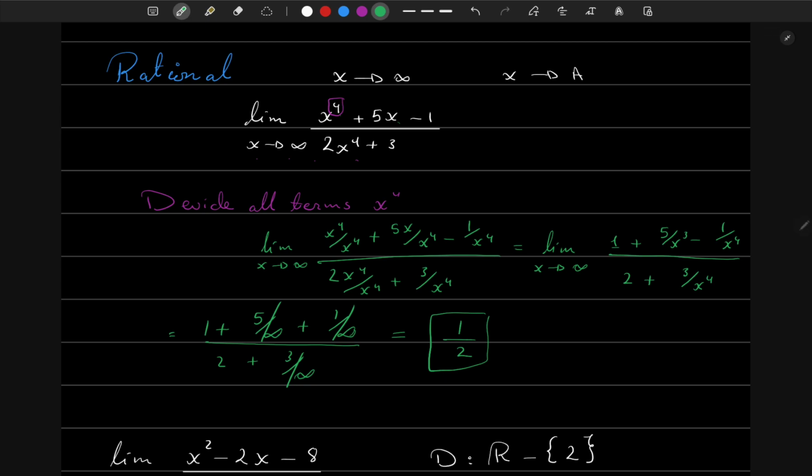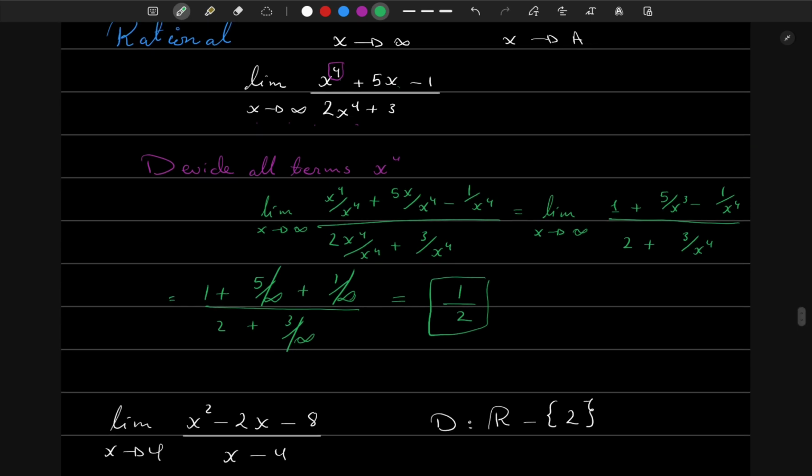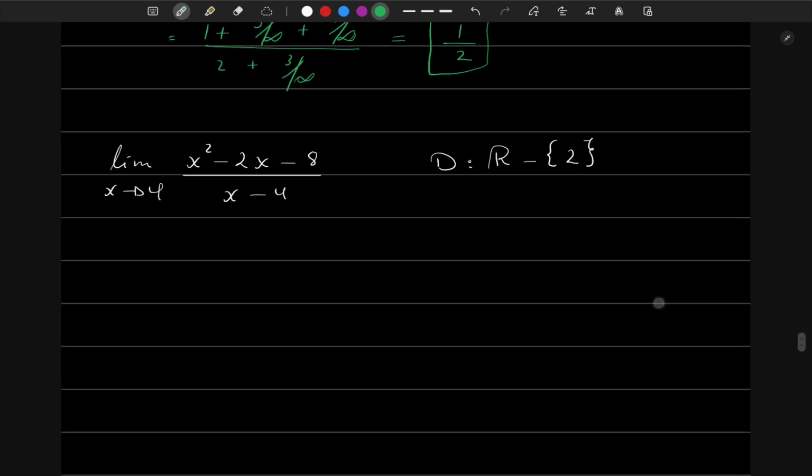So whenever I'm faced with the rational function or a function that approaches infinity, by dividing the function, even if it was polynomial, by dividing this function with x to the highest power in the function itself, I'm going to find the limit of that function.